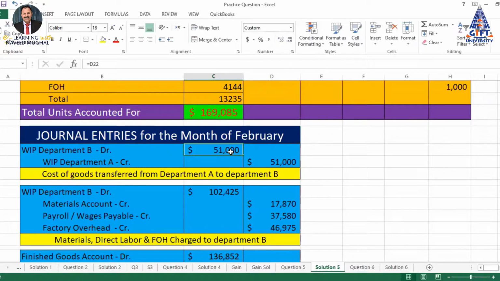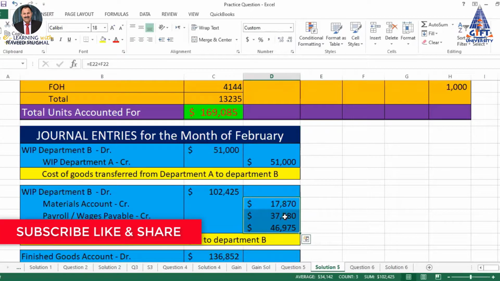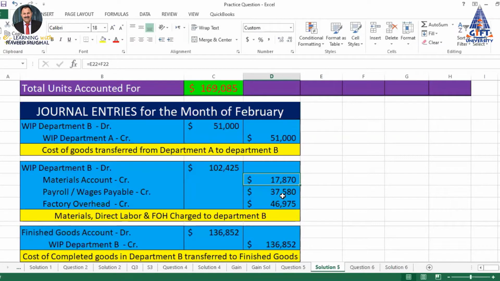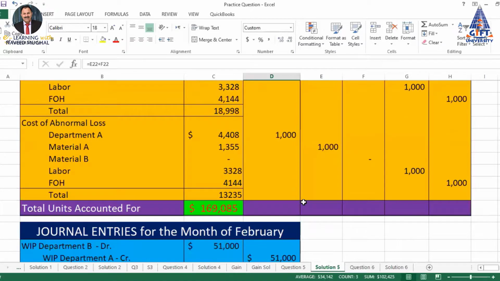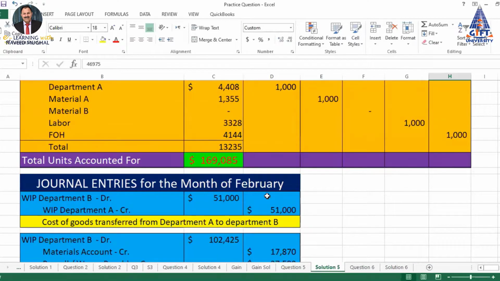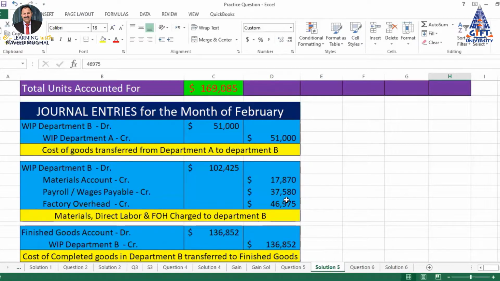Then the work in process department B account is debited with the cost charged to that department in the current period. We had charged material 17,870, labor 37,580, and overhead 46,975. So these figures can be taken from this table. This is the material cost, both of them. This is labor cost and this is FOH cost. We can use these figures over here. Otherwise, we have these figures in our question.